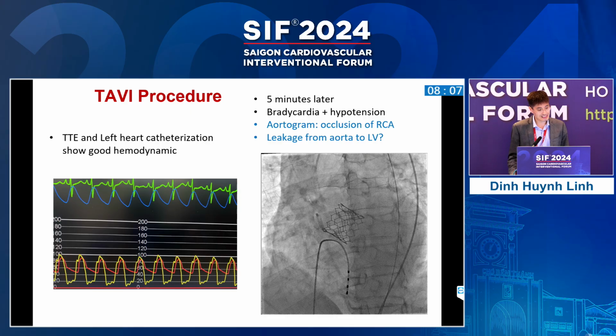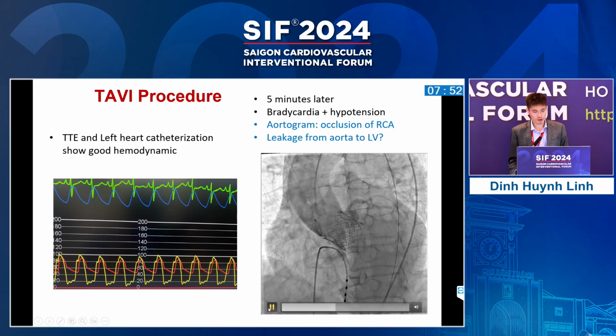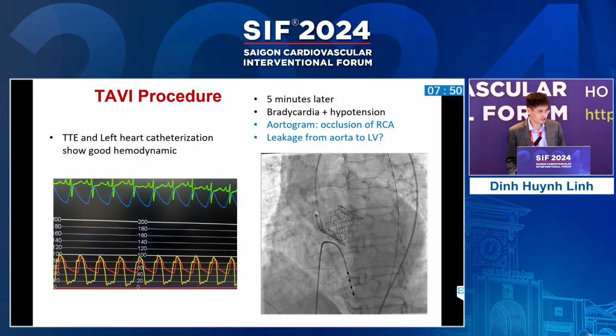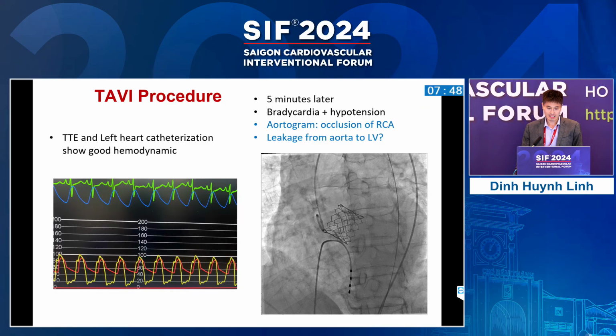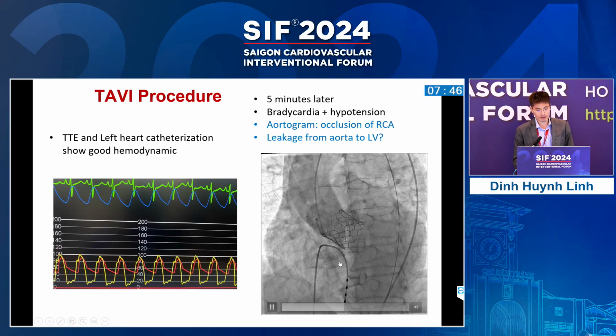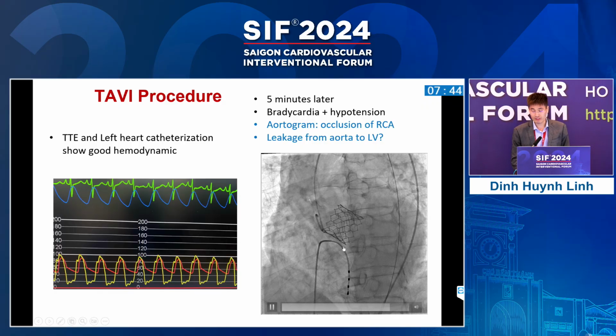And we checked the TTE and left heart catheterization, the good hemodynamics, not so much gradient. But 5 minutes later, the patient developed bradycardia and hypotension. And the aortogram revealed occlusion of the RCA. And we can also notice some leakage from the annulus to some heart cavity.